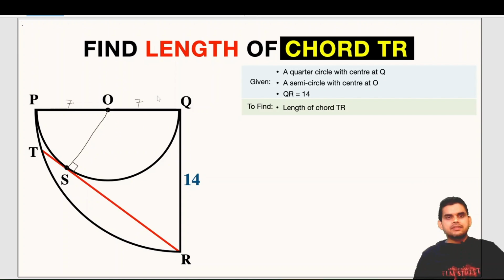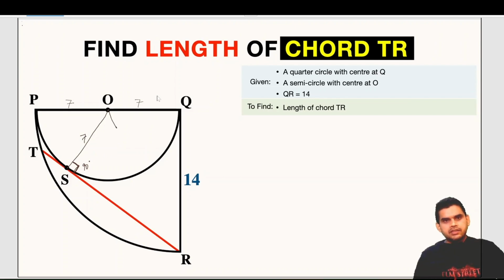The reason is we know a theorem that if we have a circle and a tangent is drawn to it, then if we join a line segment from the center of the circle to the point of contact, then that line segment is always perpendicular to the tangent. So this is 90 degrees. Now OS length will also be 7 units because it is the radius of this semicircle.